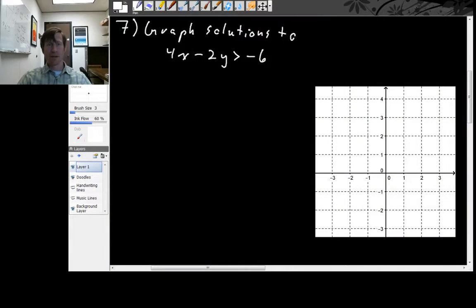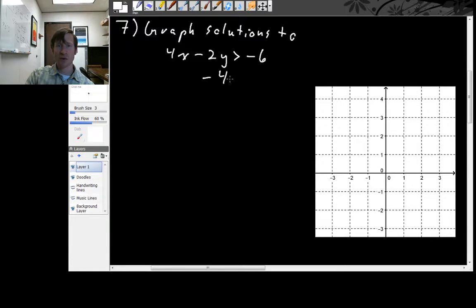Okay, here's number 7 and 8 from that old final exam that I posted. So number 7, graph solutions to 4x minus 2y greater than negative 6. An inequality like this is easiest to graph if we put it into slope-intercept form first. So let's do that by solving this inequality for y.